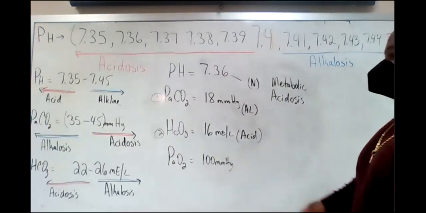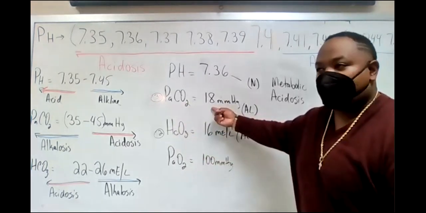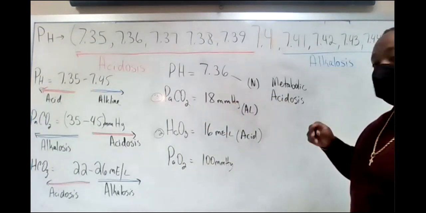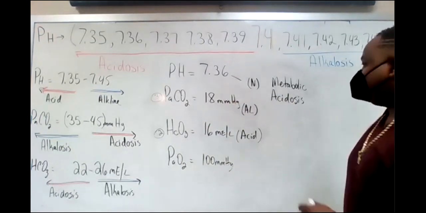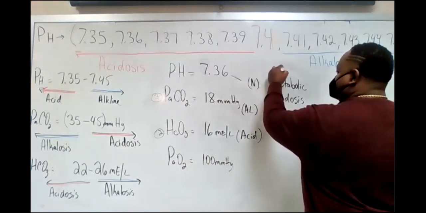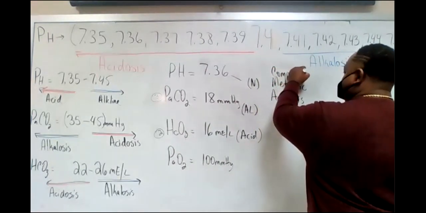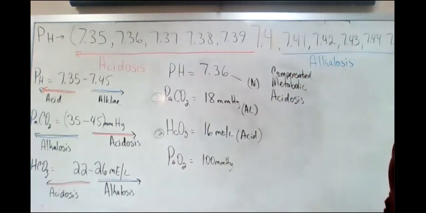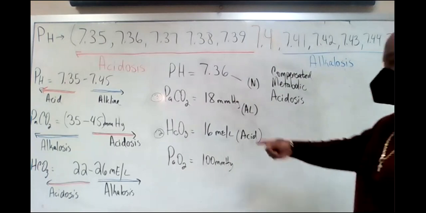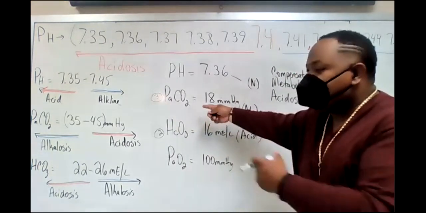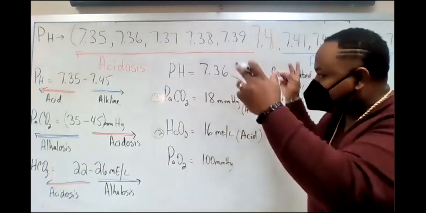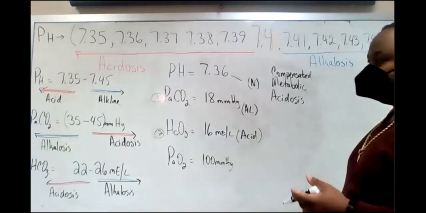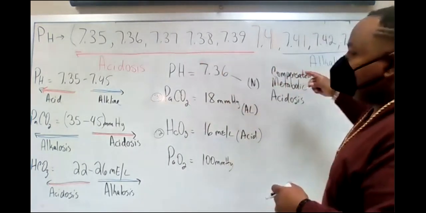Okay, now let's look at the third player. Is the third player in normal range? Yes or no? No. So we do have compensation. So we know we have compensated metabolic acidosis. Now, let's look at his game. Was his pull enough to get pH back into normal range? Yes. It's 7.36, fully compensated because it's back in normal range.